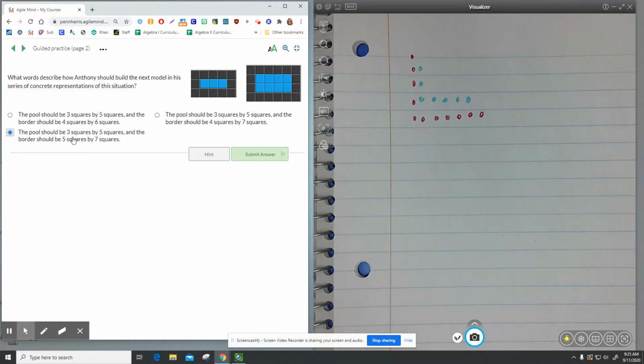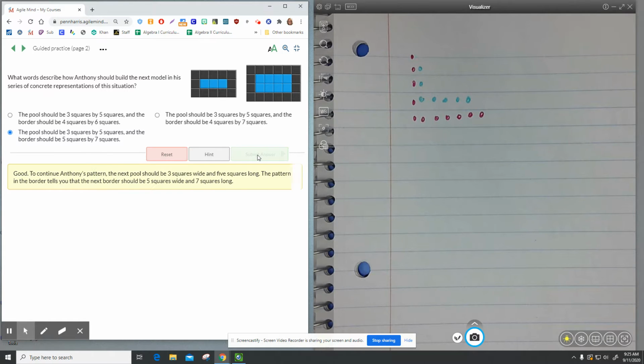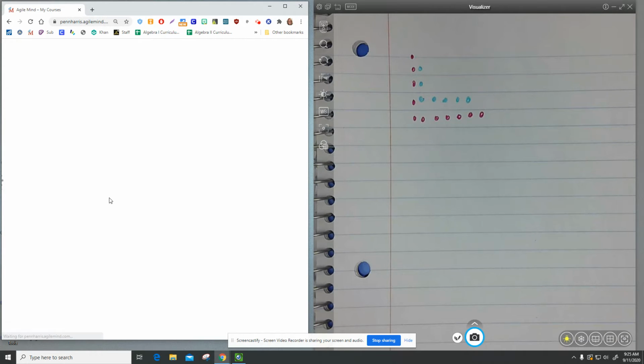Make sure when you do this, guys, you click submit answer. Otherwise, it will not count that you did it. After you hit submit, then you can go on to the next one.